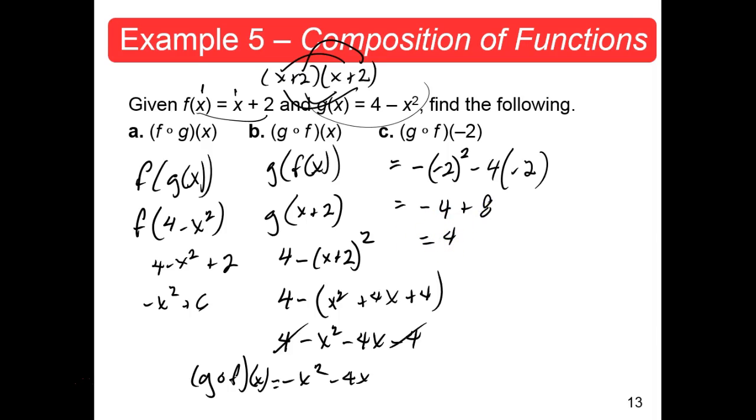Excellent. Now, there's another thing you can do, whichever is easier. You could have done it this way. That was g of f of negative 2. What's f of negative 2? 0. Do you see that? When you put negative 2 in for x, you get negative 2 plus 2 is 0. And what's g of 0? 4. Either way you want to do it. If you want to plug and chug or chug and plug, it doesn't matter. They work both ways. Make sense? Good deal. All right.